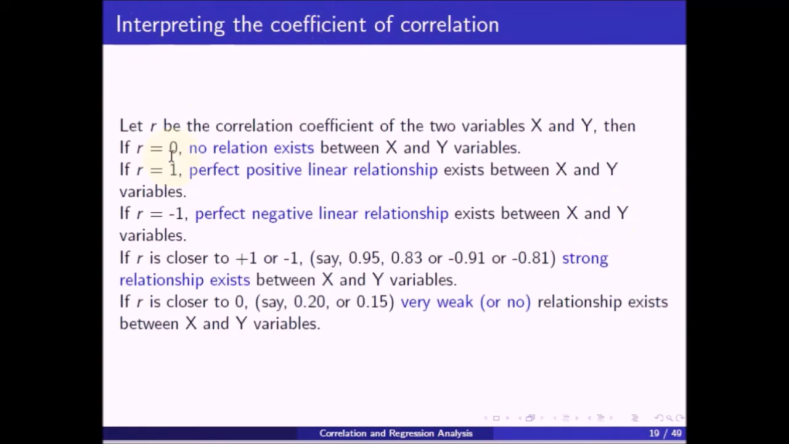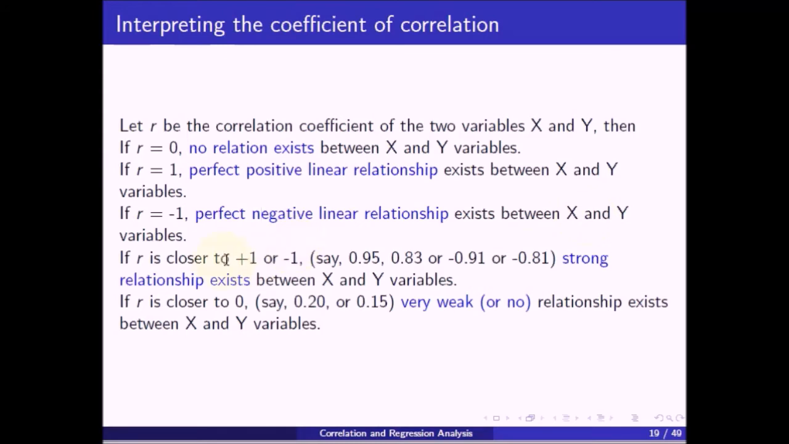Interpreting the coefficient of correlation. Let r be the correlation coefficient of the two variables x and y. Then if r is equal to 0, no relation exists between x and y variables. If r is equal to 1, then a perfect positive linear relationship exists between x and y variables. If r is equal to minus 1, then a perfect negative linear relationship exists between x and y variables.